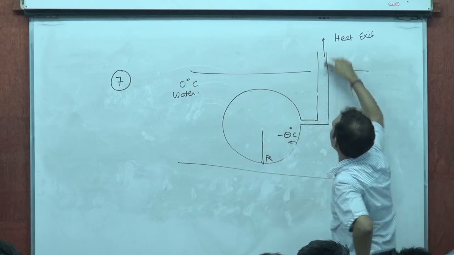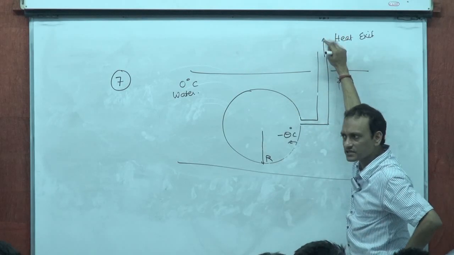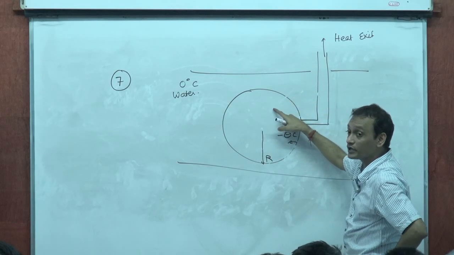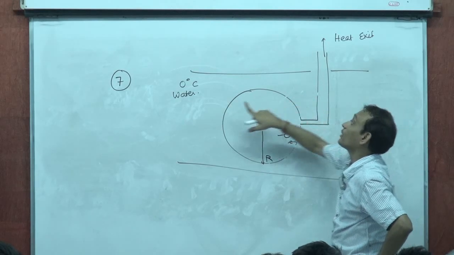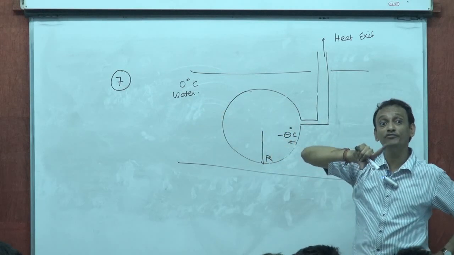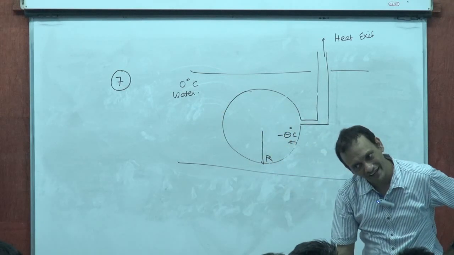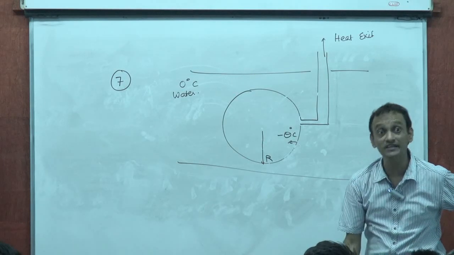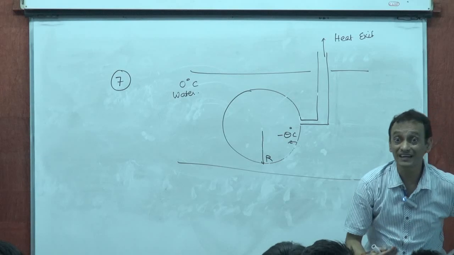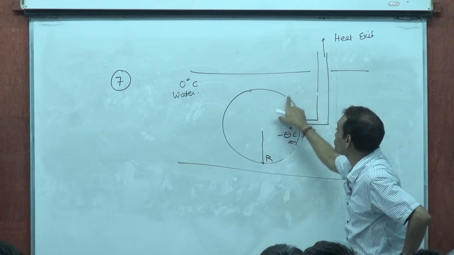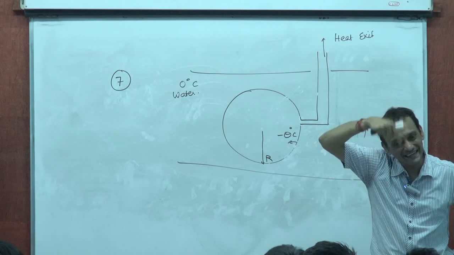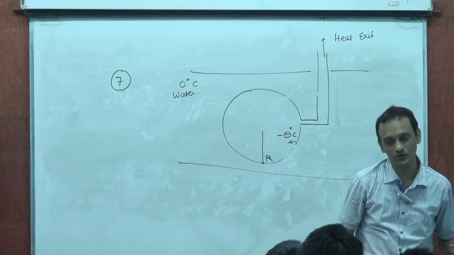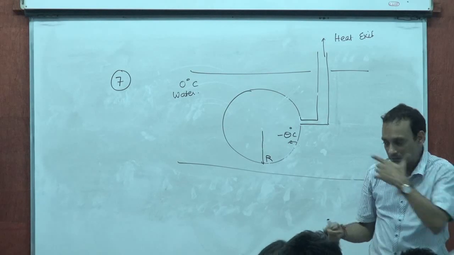So the extra amount of heat, of course, is thrown out. There is a heat exit through this. But while heat flows from there to here, what would happen? Water at 0 degrees centigrade would get converted into ice at 0 degrees centigrade, for which it will require latent heat. So what flows through this spherical refrigerator is latent heat. Yes or no?